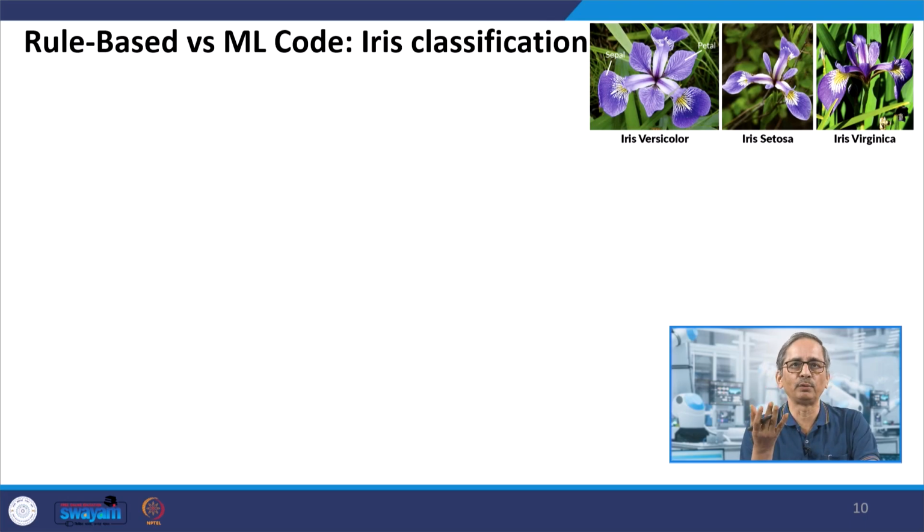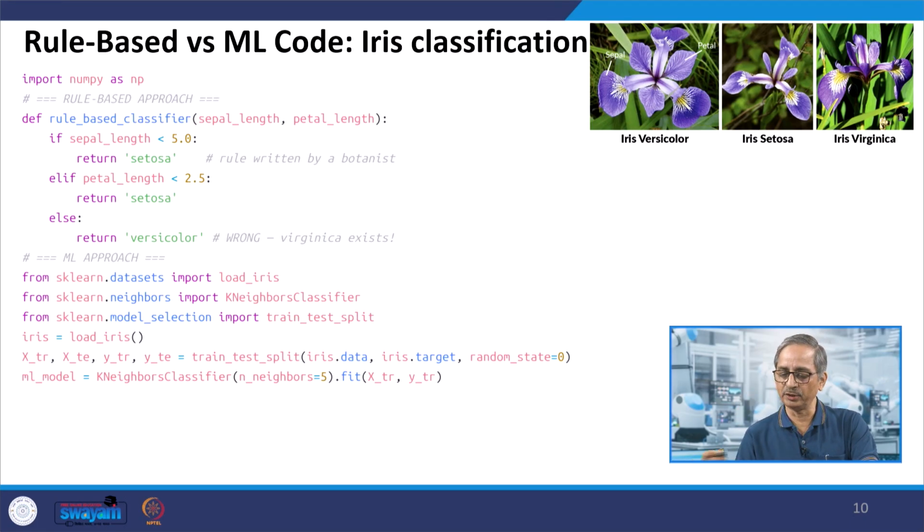To understand further the difficulty of the rule based approach, and how machine learning code overcomes its limitations, let us take this iris classification. The iris has features such as sepal and petal. If I have to write a rule based approach, then I can say that if sepal length is less than 5 centimeter, then return setosa, it is a classification basically, and if petal length is less than 2.5 centimeter, then return setosa, like that, or else return versicolor. So, for this you have to write this code.